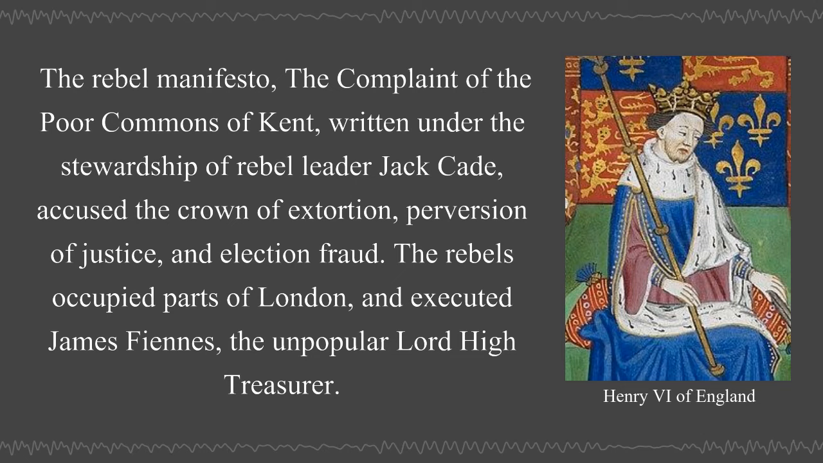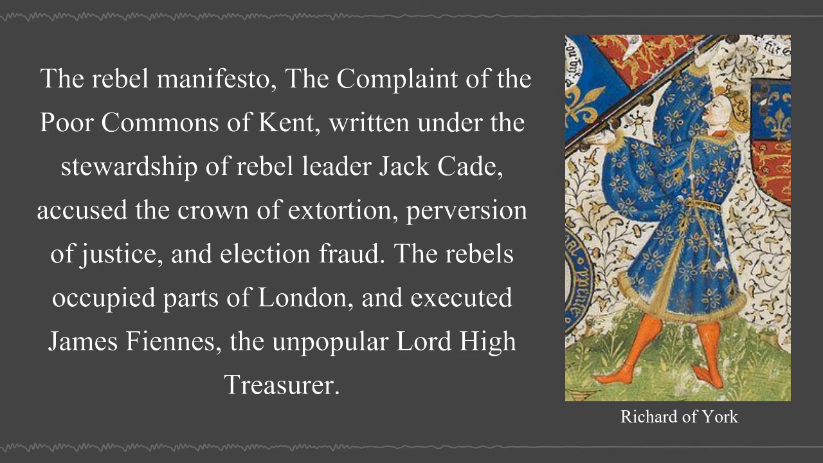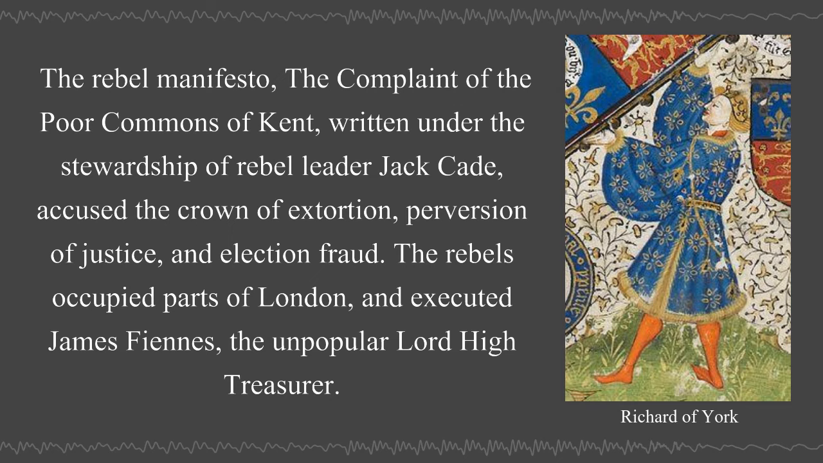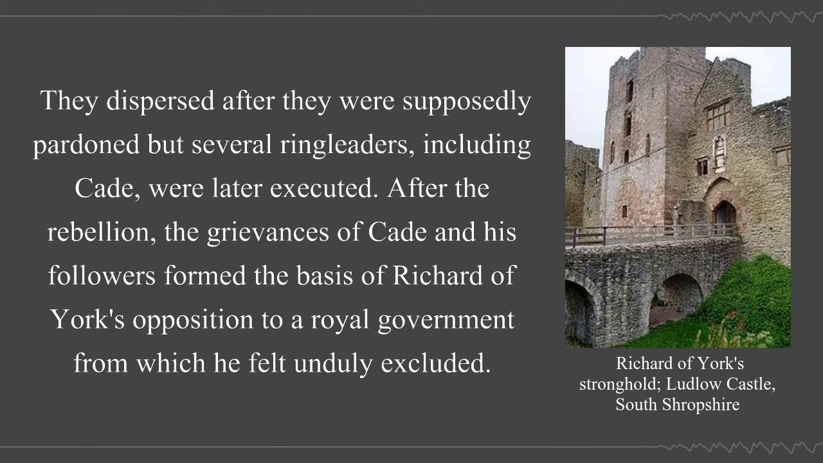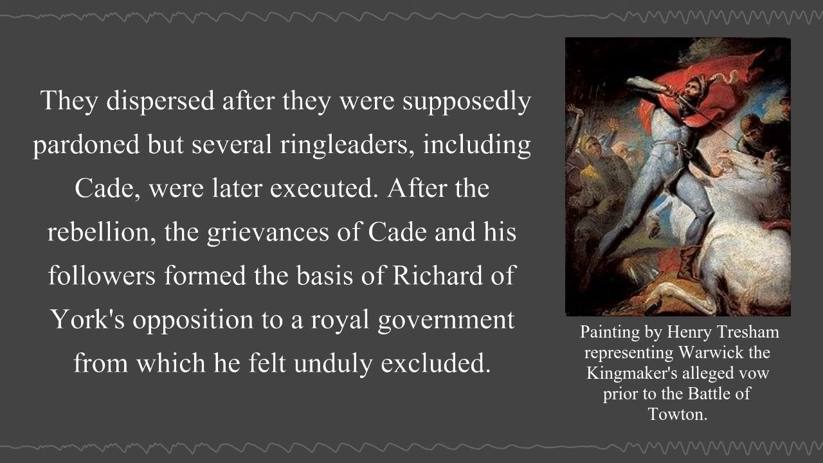The Rebel Manifesto, the complaint of the poor commons of Kent, written under the stewardship of rebel leader Jack Cade, accused the crown of extortion, perversion of justice, and election fraud. The rebels occupied parts of London and executed James Fiennes, the unpopular Lord High Treasurer. They dispersed after they were supposedly pardoned, but several ringleaders, including Cade, were later executed. After the rebellion, the grievances of Cade and his followers formed the basis of Richard of York's opposition to a royal government from which he felt unduly excluded.